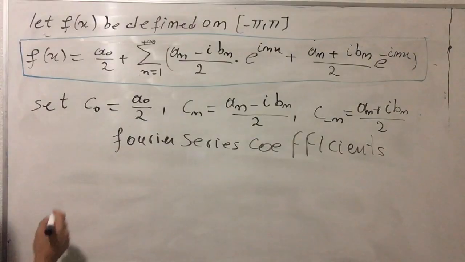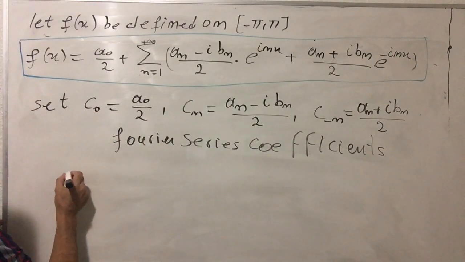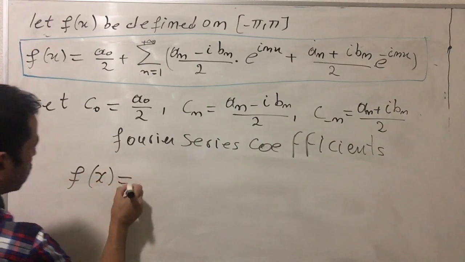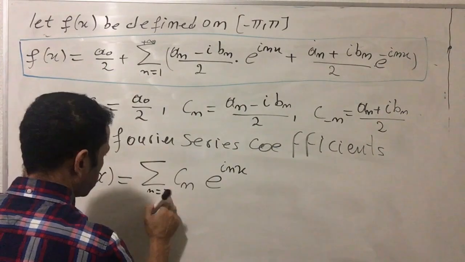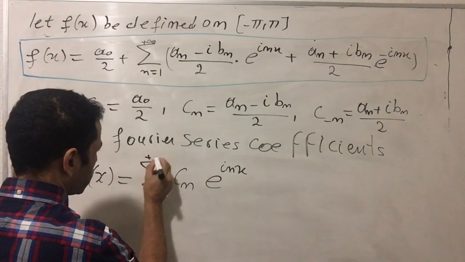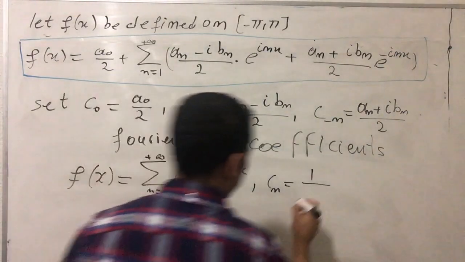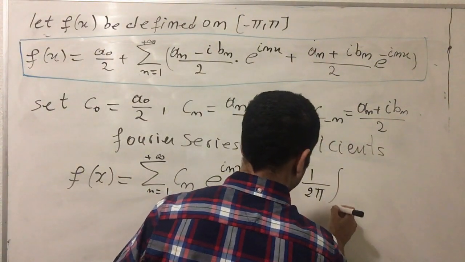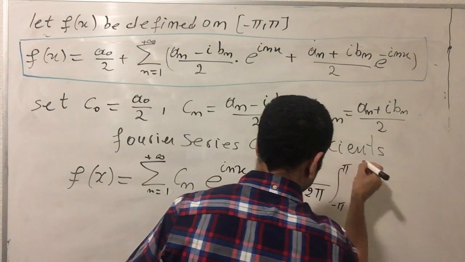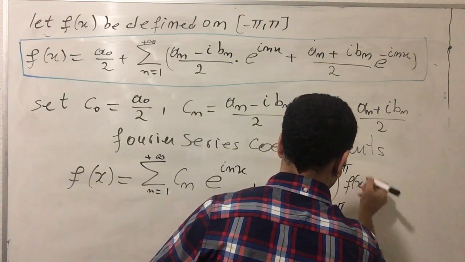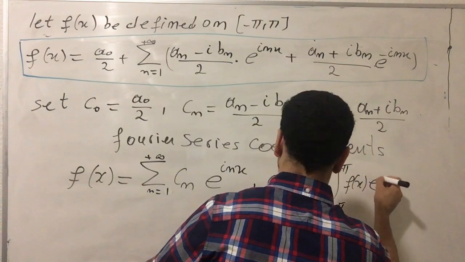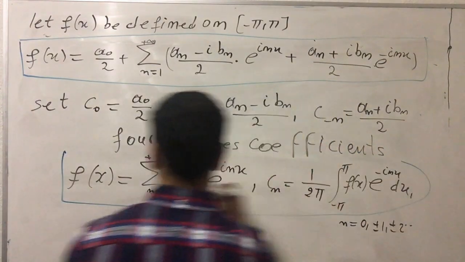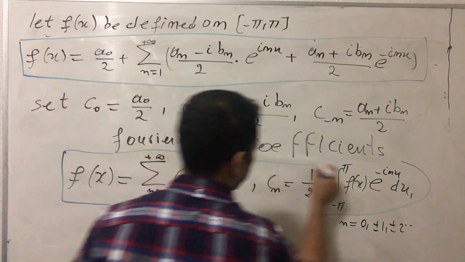So this is written in this form: f of x equal to the sum of c sub n e to the i n x, where c sub n equal to 1 over 2 pi, as a periodic function, the integral from minus pi to pi of f of x multiplied by e to the minus i n x dx. Okay, this is the Fourier series with complex numbers.